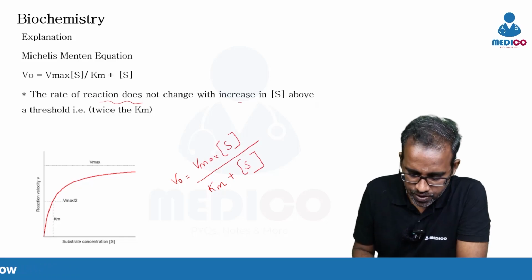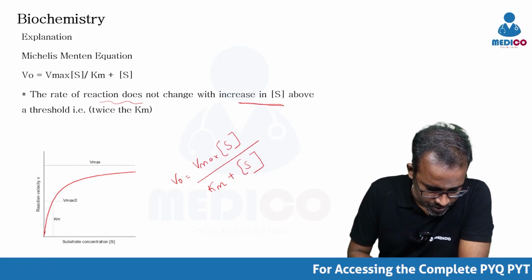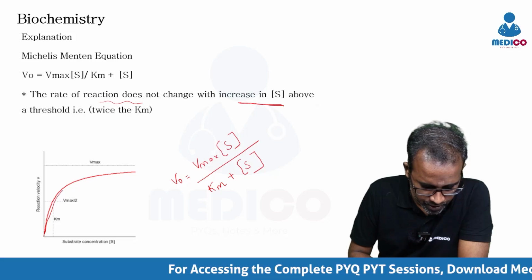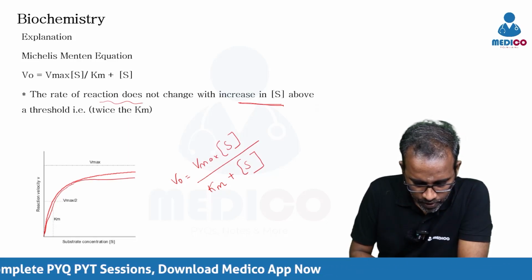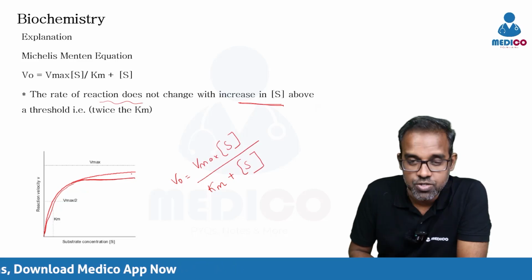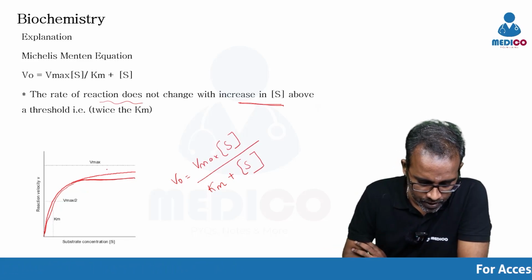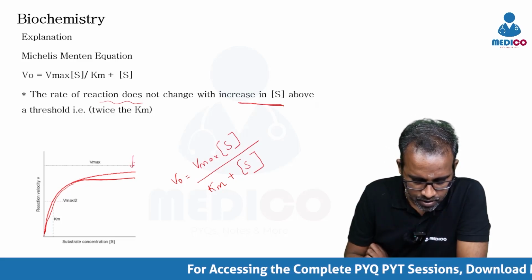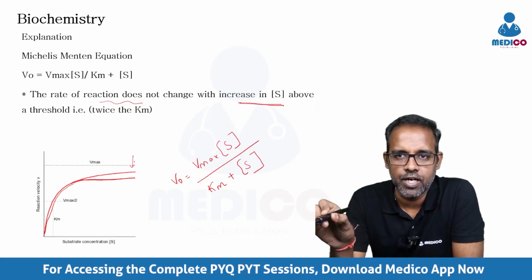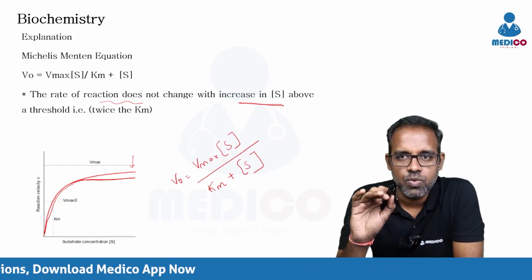So the rate of the reaction does not change with increase in the substrate concentration above a threshold. That is, if you increase the substrate concentration, the rate of the reaction will increase to a certain point. After that, it will plateau. Why does it plateau? Because all of the active sites are occupied by the substrate at that concentration. Beyond this point, even if you add substrate, it is not going to change the rate of the reaction because it's already saturated. Okay, so this is what it is.